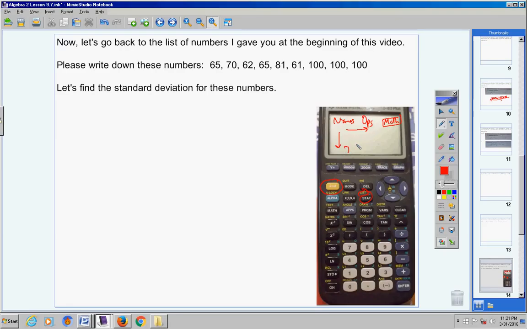Now if you have a newer TI 84, your option might be in a different place, but mine is option 7, and it says STDDEV. Okay, standard deviation. So you want to scroll down and hit enter on that. Now when you do that, this is going to pop up on your screen. Standard deviation with the parentheses.